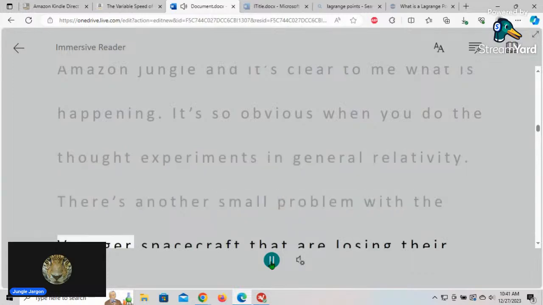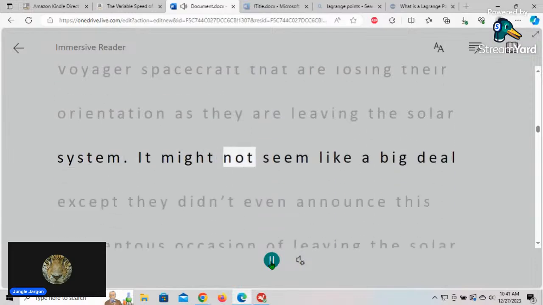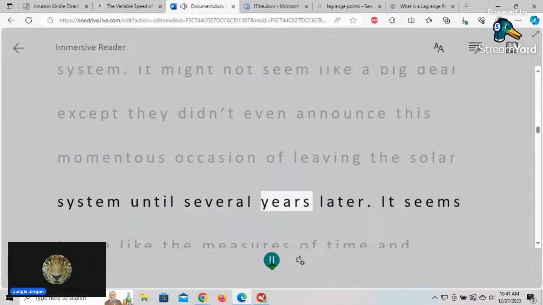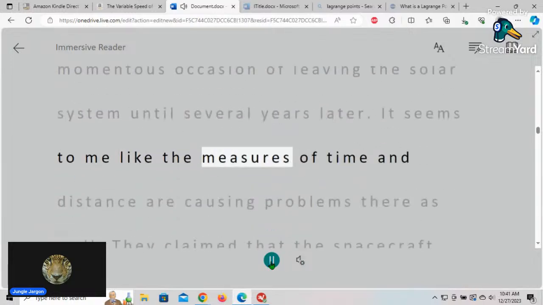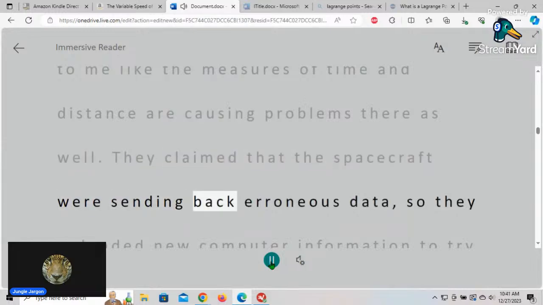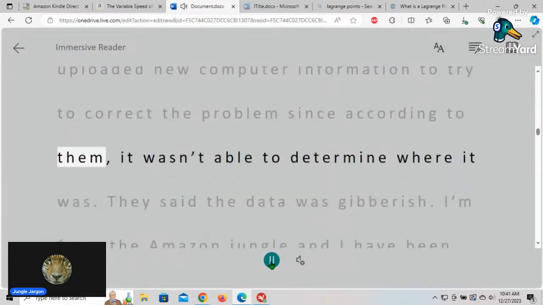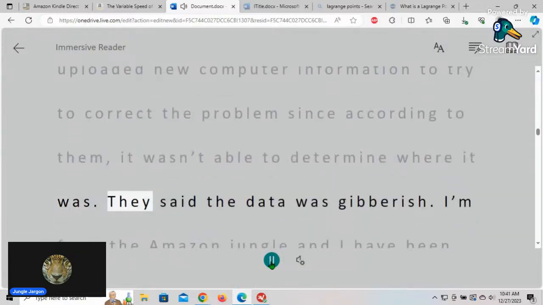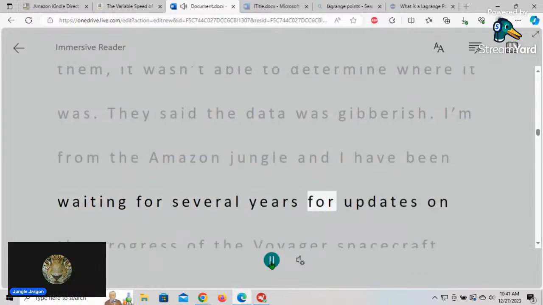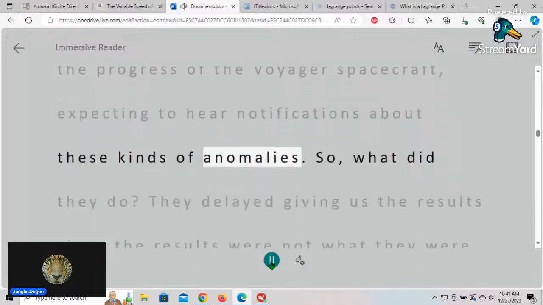There's another small problem with the Voyager spacecraft that are losing their orientation as they are leaving the solar system. It might not seem like a big deal except they didn't even announce this momentous occasion of leaving the solar system until several years later. It seems to me like the measures of time and distance are causing problems there as well. They claimed that the spacecraft were sending back erroneous data, so they uploaded new computer information to try to correct the problem since according to them, it wasn't able to determine where it was. They said the data was gibberish. I'm from the Amazon jungle and I have been waiting for several years for updates on the progress of the Voyager spacecraft, expecting to hear notifications about these kinds of anomalies.